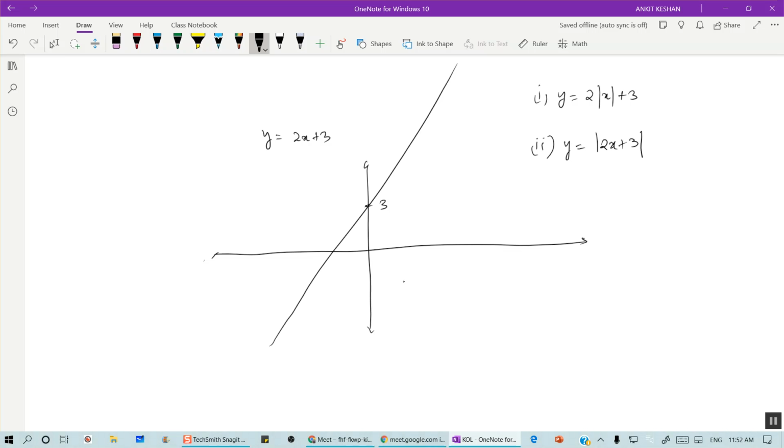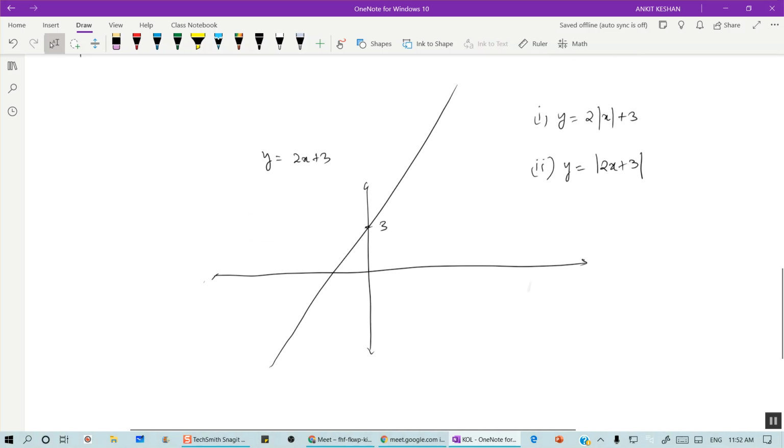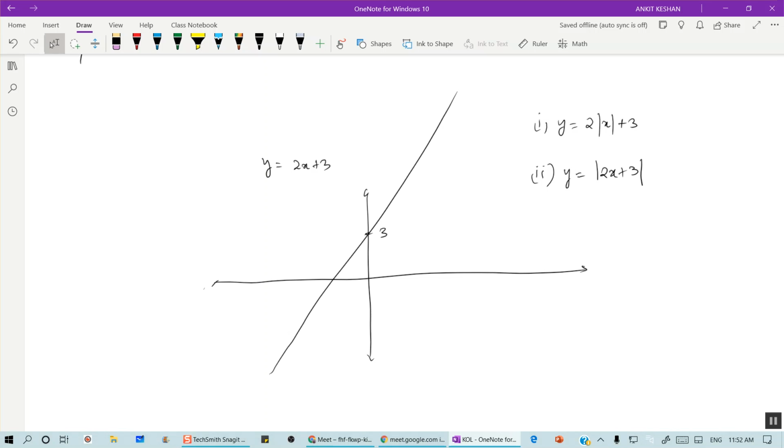Yes, sir. We need to see what exactly happens. So here if you put 0, you get 3. If you put 1, you get 5. Now we have applied mod only on x.